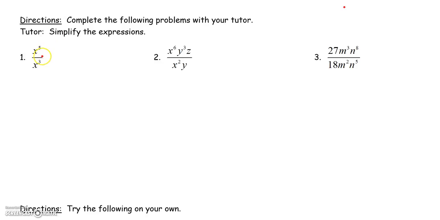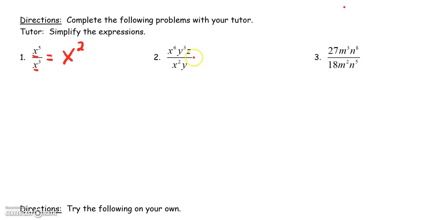Problem number 1, we have x to the fifth divided by x to the third. Notice they have the same base. They both have a base of x. So if we want to divide them, we can just use our rule number 4 and subtract the exponents. 5 minus 3 is 2, and so we get an answer of x to the second.